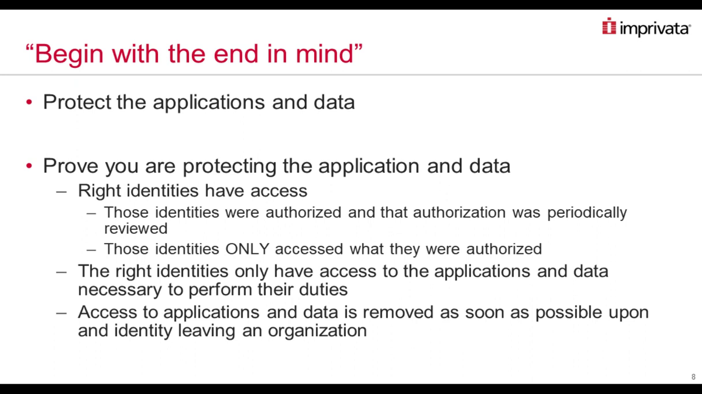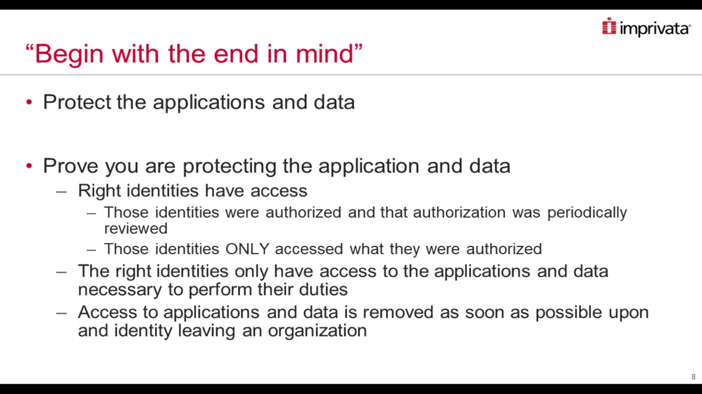So if I begin with the end in mind with identity and access management, what am I really trying to accomplish? Well, I said it previously in the identity is the new perimeter slide, but what I really want to do is protect the applications and data. That's it. That's what we're charged with, whether identity is the new perimeter or the old perimeter is the new perimeter. That's why we need identity and access management, to protect the applications and data. Now, from a career perspective, you also need to prove that you are protecting the application and the data. And like I said before, you have to make sure that the right identities have access and that those identities were authorized, and this is important, and reauthorized periodically to have access to that data and those applications. And then on top of that, you need to make sure that those identities didn't access data that they weren't authorized for.